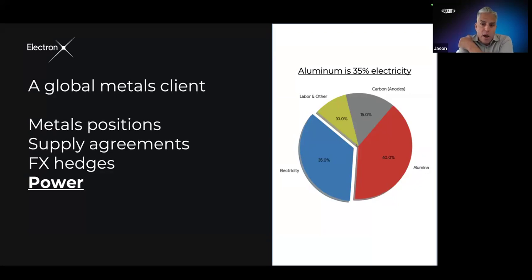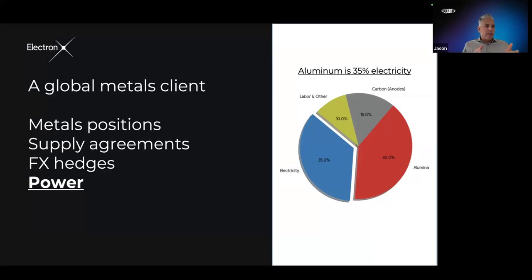So the chart on the right is trying to be a little bit cheeky, a little bit humorous. There's a saying that aluminum is really congealed electricity. What that's trying to illustrate is just how big of a part of this metals business is electricity. It's roughly 35% of the cost of aluminum is power.